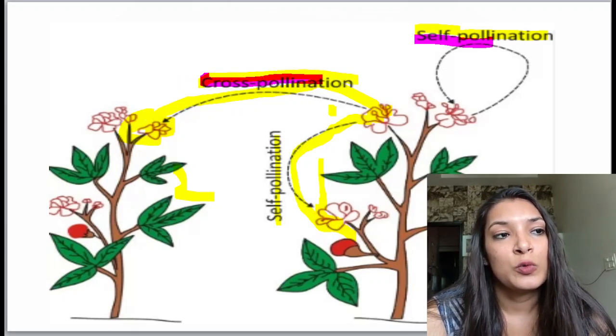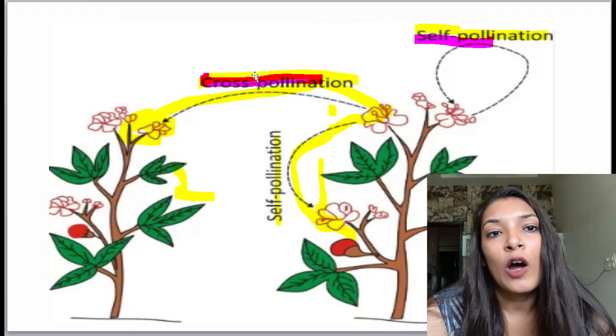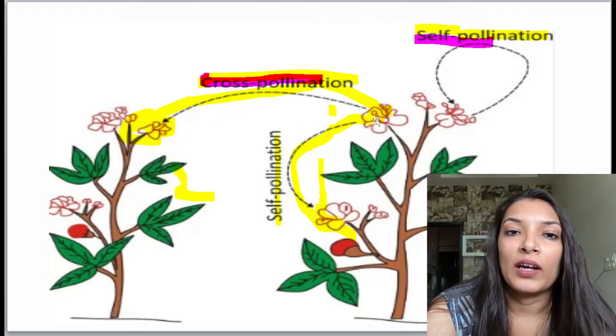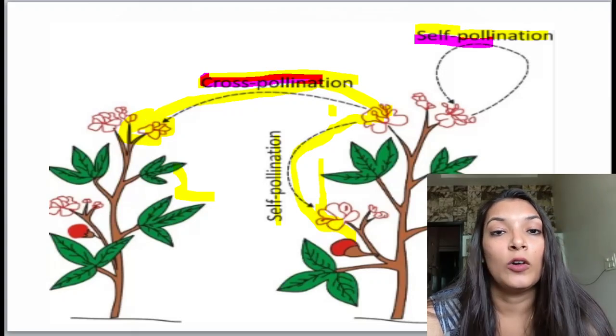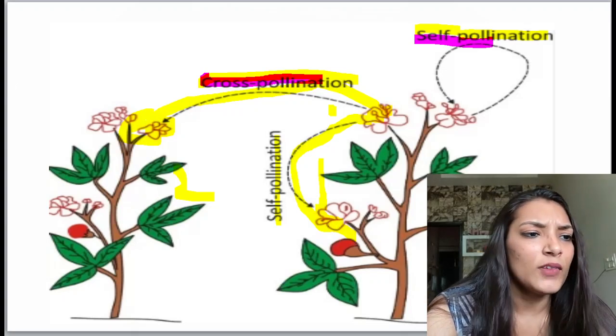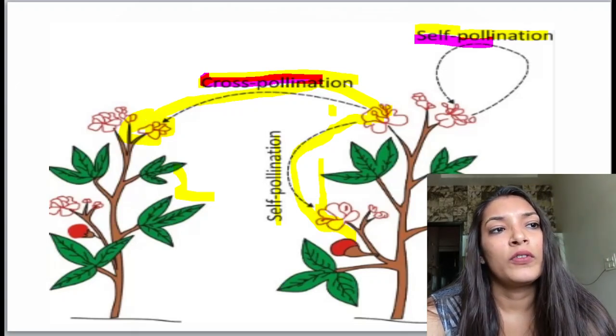Alright, so we have discussed two types of pollination. Now you know that the male gamete, which is your pollen, is immotile. What is the meaning of immotile? That it cannot move on its own. So how is it actually getting transferred? For that, let us consider one of the examples.